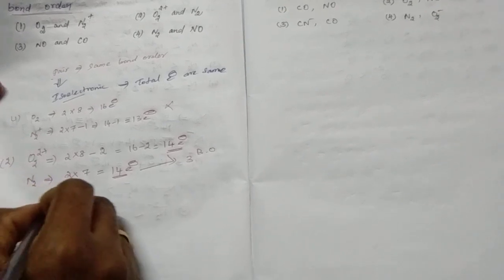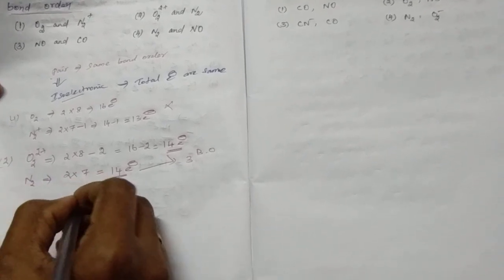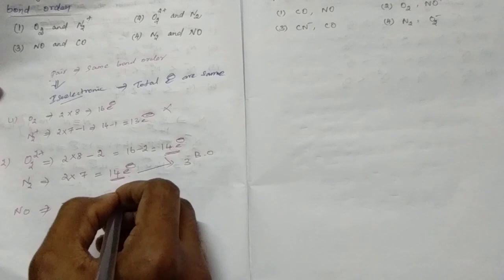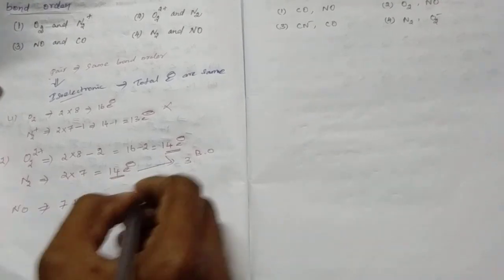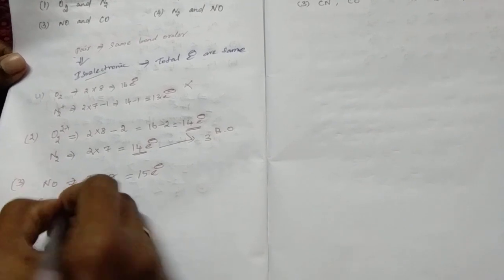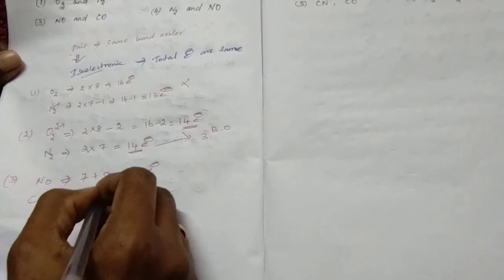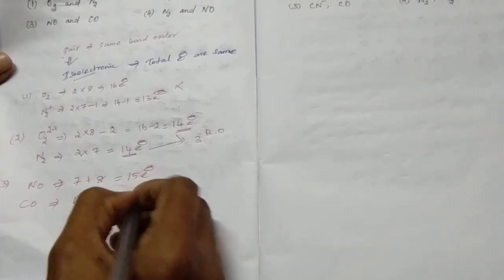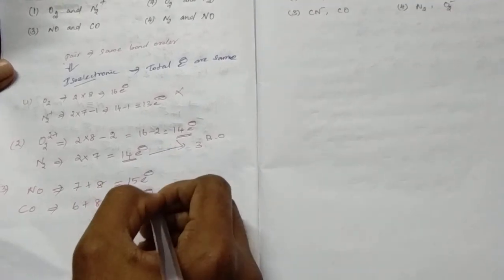NO: nitrogen 7, oxygen 8, so the total number of electrons is 15 electrons. CO, carbon monoxide, carbon 6, oxygen 8, the total is 14 electrons. So these are not matching here.